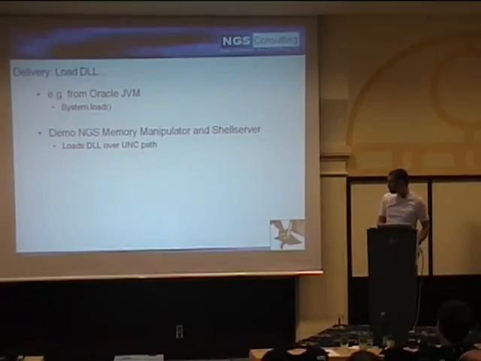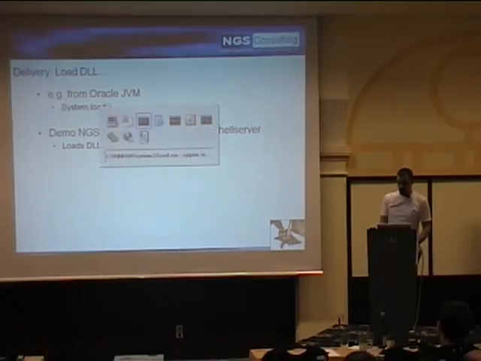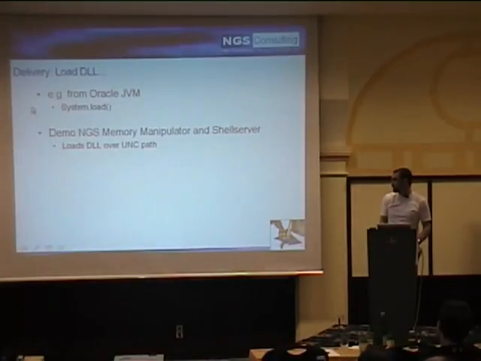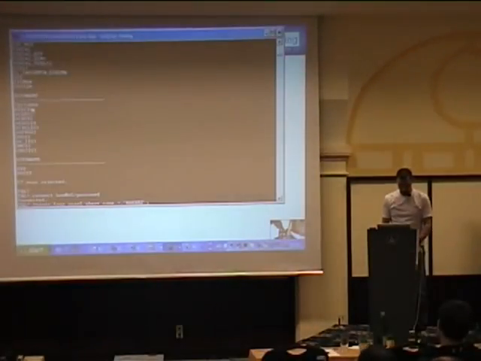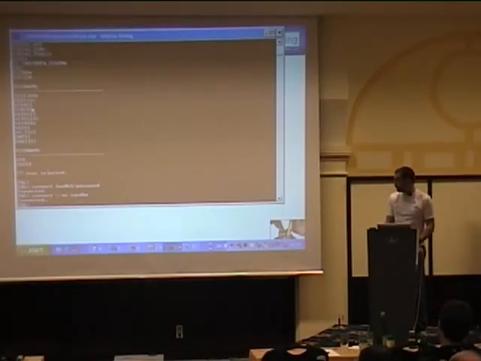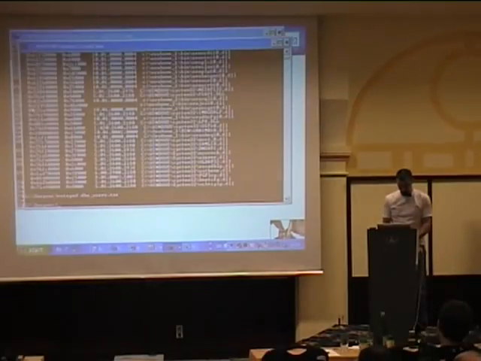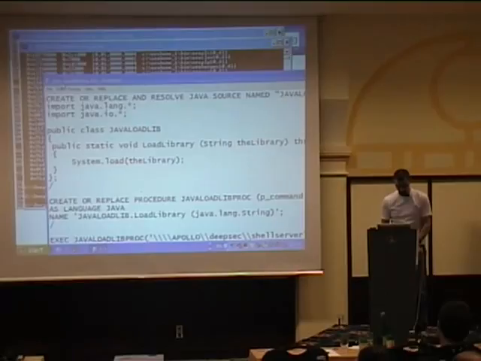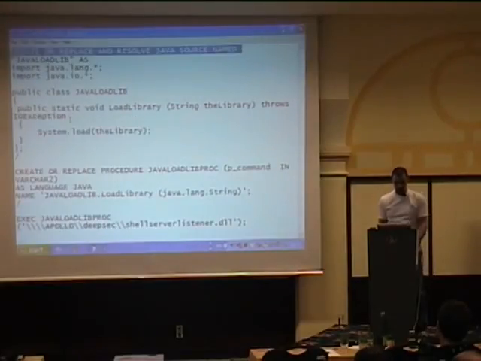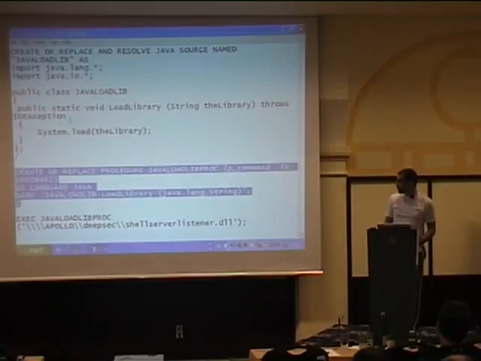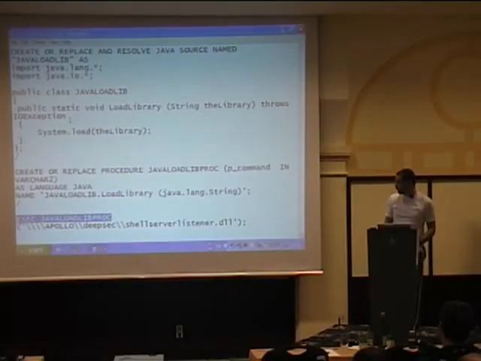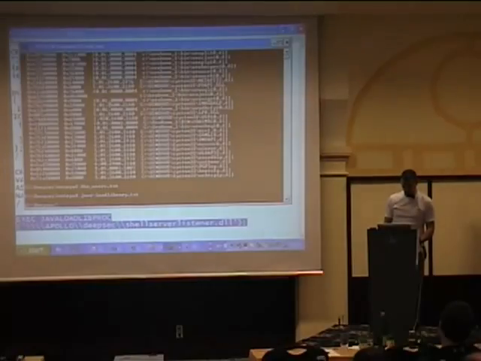As a quick demonstration of this, this is just a simple DLL that exports some functionality. It's a memory manipulator, basically, and a shell server. Once we have our requisite DBA privileges, we can go around creating a Java class that will load a library for us. We then wrap a procedure around that and execute that. So this will load over the network.